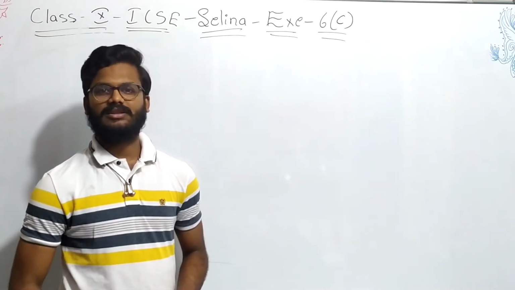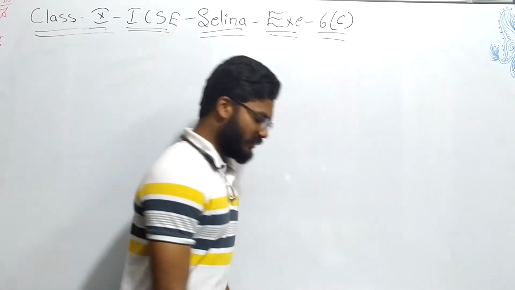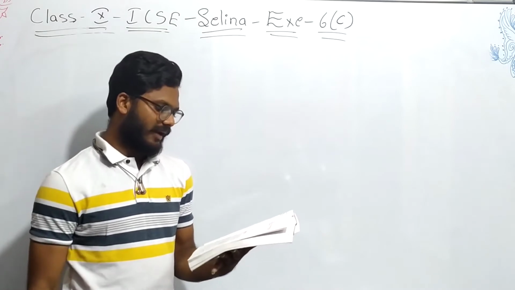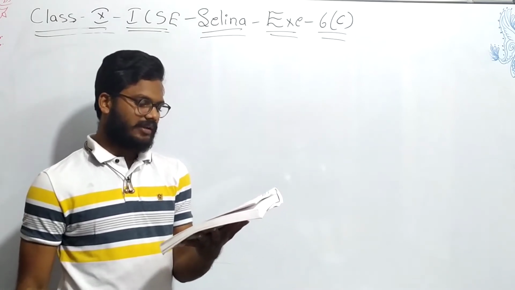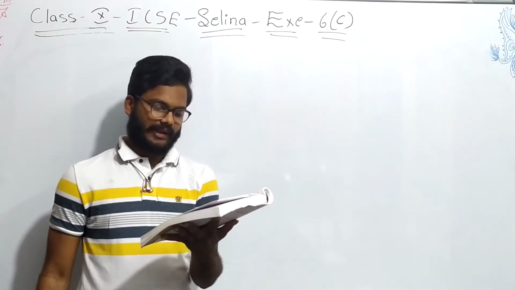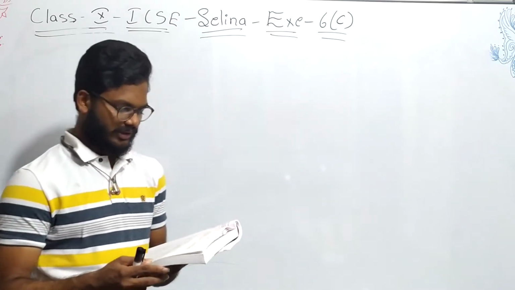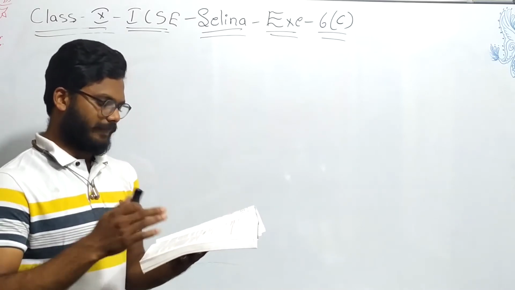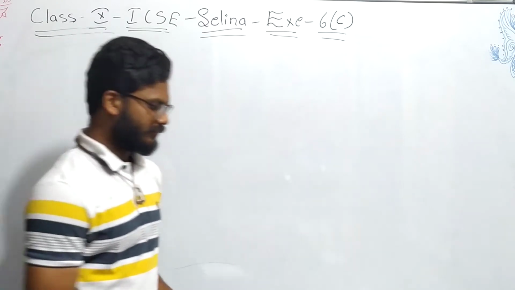In this video, let us discuss a problem from Exercise 6C, ICSE Class 10 Selina. First one: the speed of an ordinary train is x km per hour and that of an express train is x plus 25 km per hour. Find the time taken by each train to cover 300 kilometers. And second one: the ordinary train takes 2 hours more than the express train. Calculate the speed of the express train.